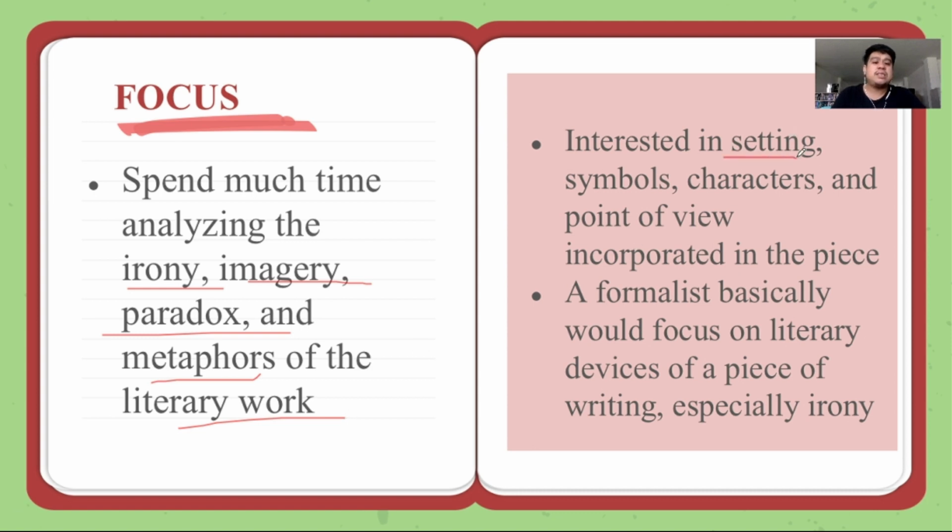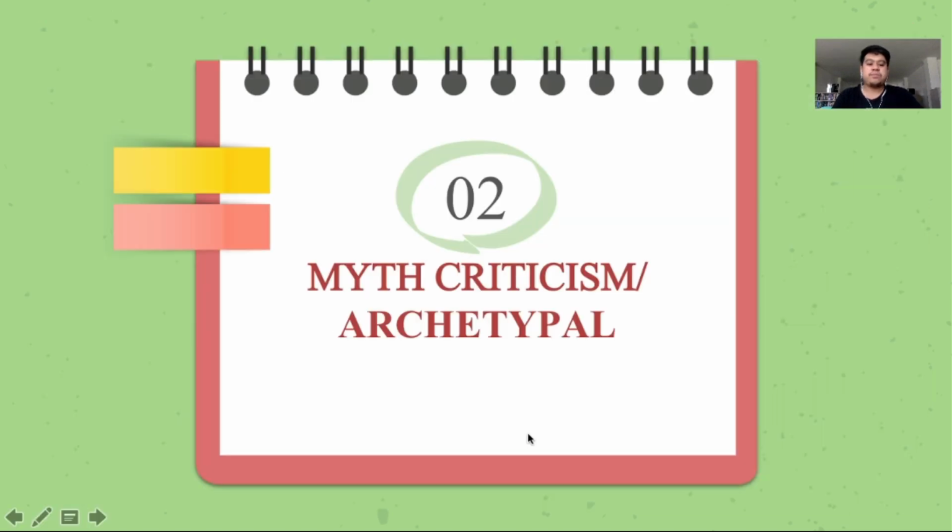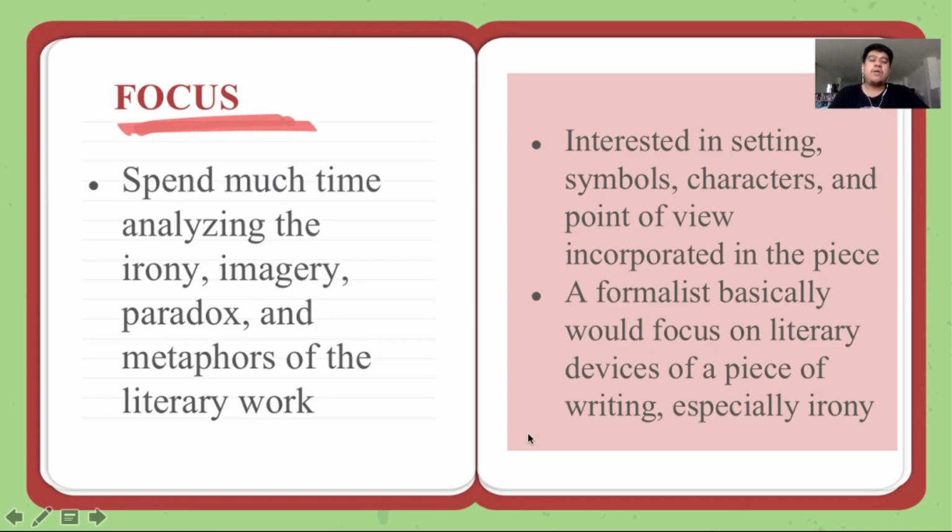It is interested in setting, symbols, characters, and point of view incorporated in the piece. That's why it is called formalism. It is more on the elements that are present in that specific text. A formalist basically would focus on literary devices, as I have said, of a piece of writing, especially irony. So that's it for new criticism or formalism.